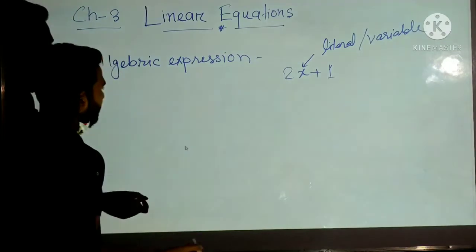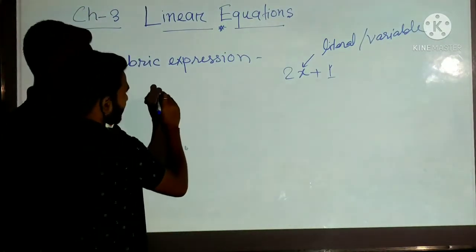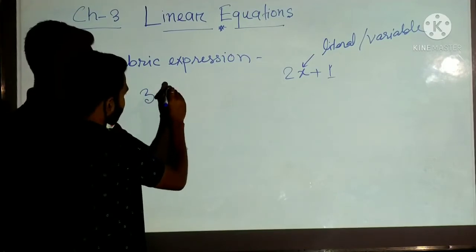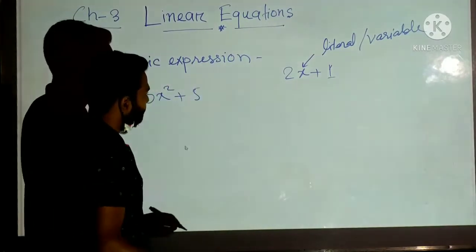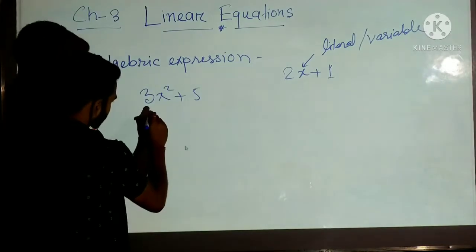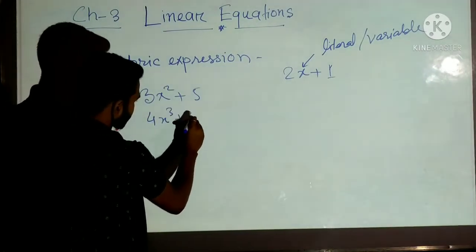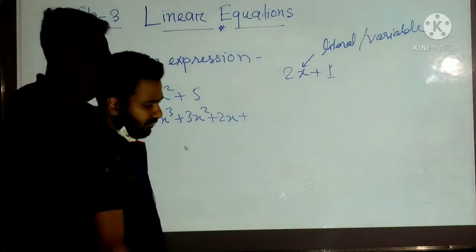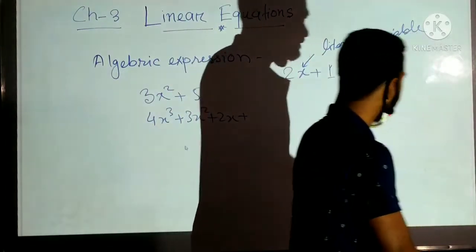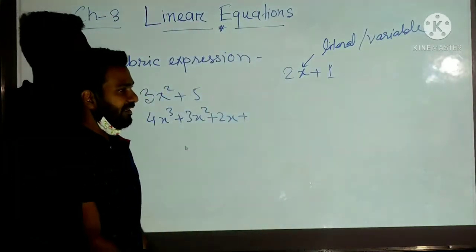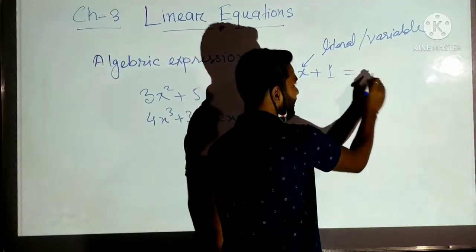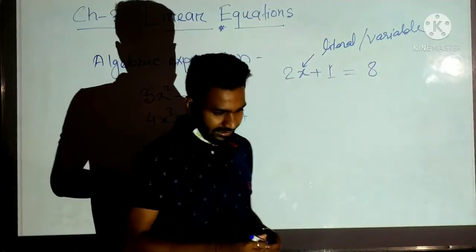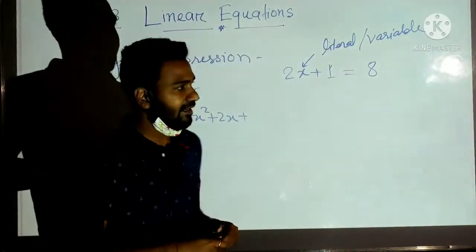Okay, so if we take different examples of algebraic expression, it will be like 3x square plus 5, then 4x cube plus 3x square plus 2x plus 1. These are the examples of algebraic expression. Now if we equalize this algebraic expression with some value, let's say 8, then it will become an algebraic equation.